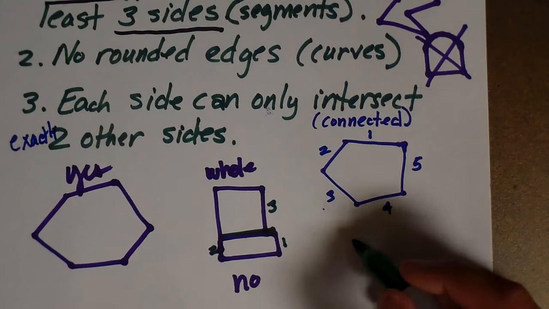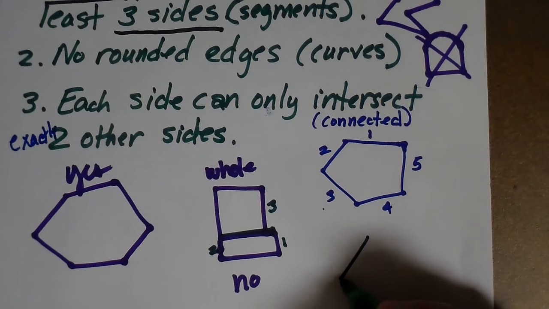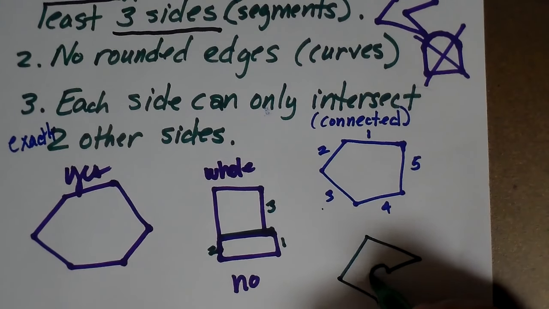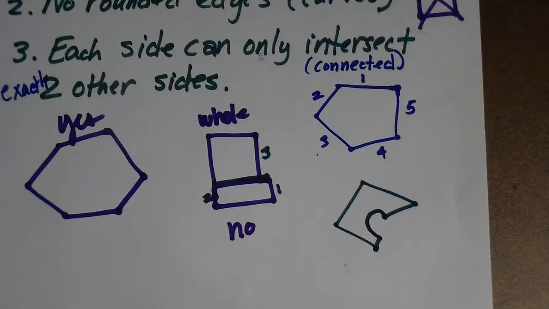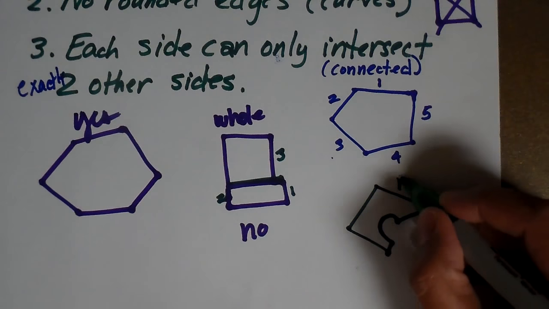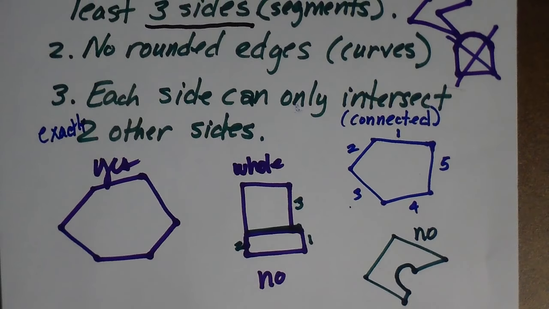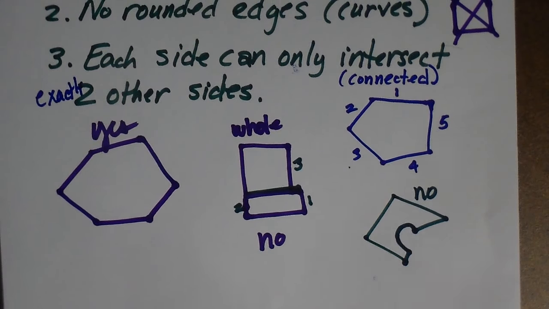So let's look at one more. Let's say I have this picture, okay? Looks like a piece of Swiss cheese that fell apart. This is not going to be a polygon either. Which part of the definition does it fail? Well, it fails no rounded edges. I've got a curve here, so there are rounded edges. So that is the definition of a polygon.